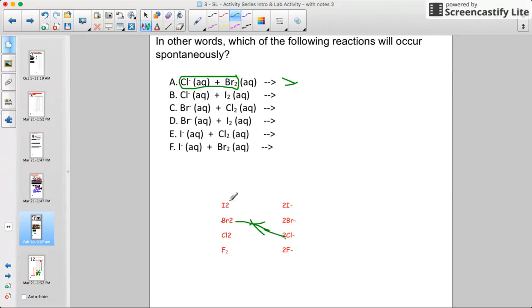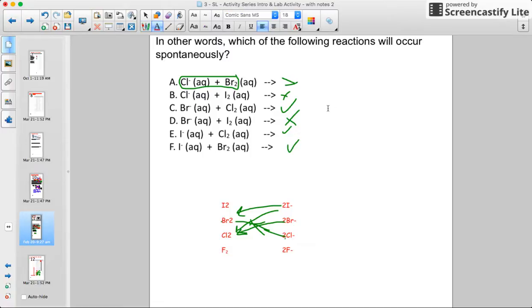Cl- and I2 is another no. Br- and Cl2 is a yes. Br- and I2 is a no. And I- should be able to react with any of the halogens because they are below it in the table. And so these, I have 3 reactions that have taken place.